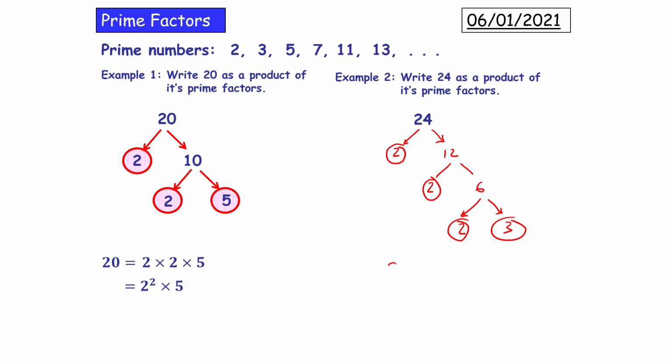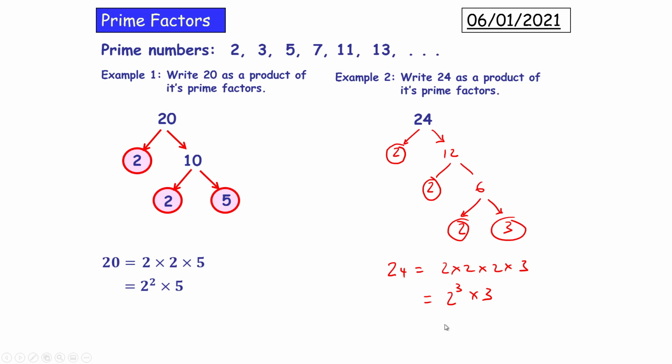And I can say 24 is equal to 2 times 2 times 2 times 3. Now, I've got 3 2's there, so I can write that as 2 to the power of 3 times 3. So 8 times 3, which is 24. So now I've written my number 24 in terms of prime numbers. So it's 2 to the power of 3, and it's times 3, okay?